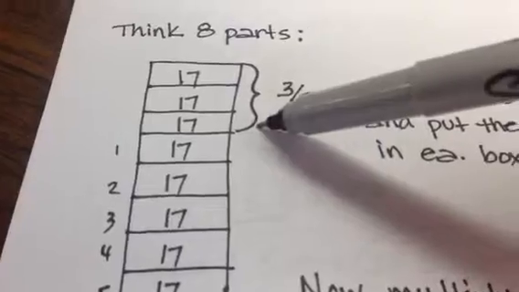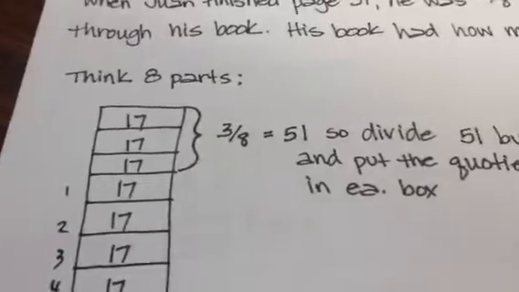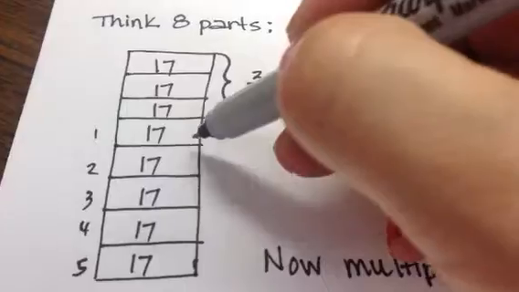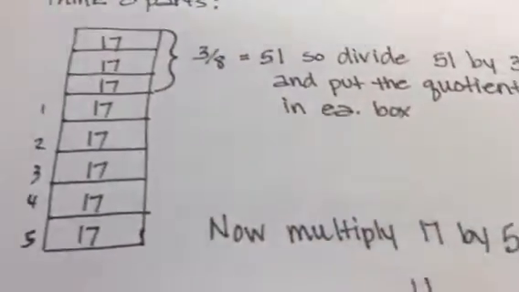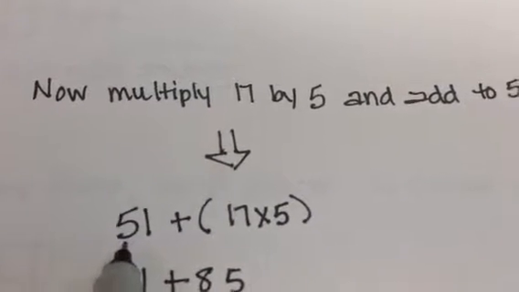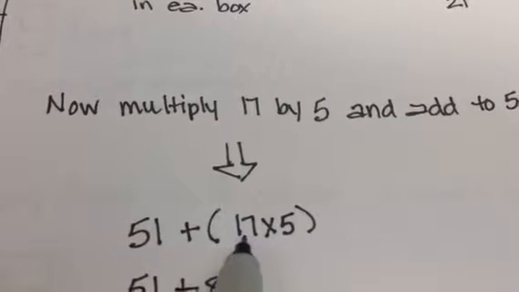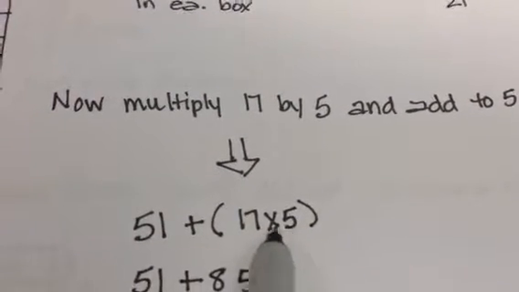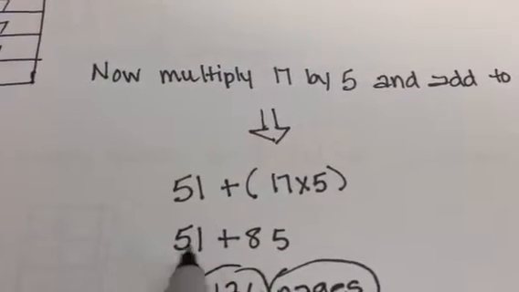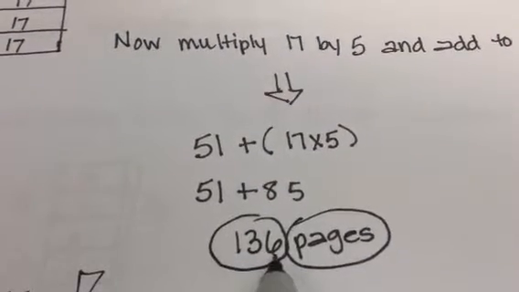So 3/8 was what he had read, right? Now we want to know how many pages all together. So we have how many sections? 1, 2, 3, 4, 5 sections. So our equation is going to be 51, because that's what he's already read, plus what he has to read yet, which is 5 sections of 17 pages, so 17 times 5. 17 times 5 is 85, so now I have 51, he's already read, plus 85 he still has to read. His book has 136 pages.